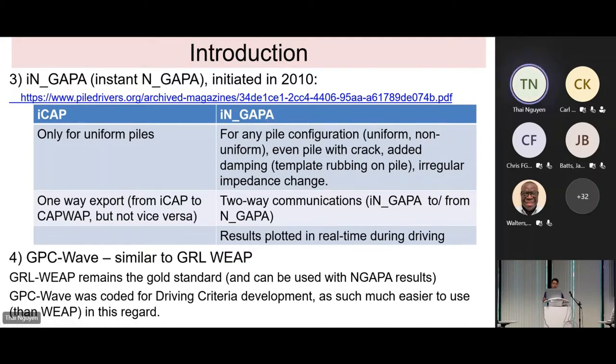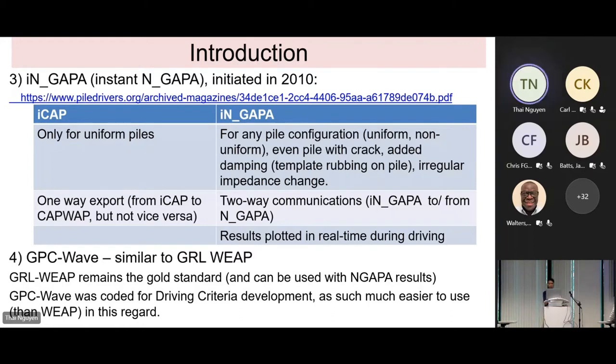So do NGAPA and INGAPA, but ICAP does not, because ICAP is kind of limited. In ICAP, it is a one-way export from ICAP to CAPWAP, but not vice versa. With instant NGAPA, it's two-way communication. INGAPA behaves exactly the same as NGAPA. I'll show you later on. The results are plotted in real time during driving.